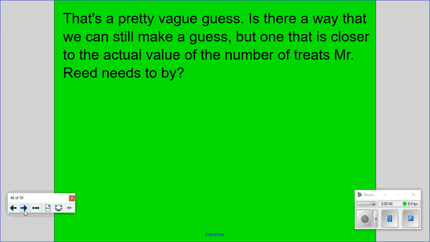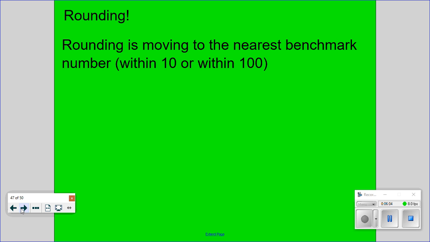Is there a way that we can still estimate or make a guess, but get closer to the actual number? Dominic? Maybe use the tens. That is what we're going to do. So if you didn't hear Dominic, he said maybe use the tens. If we use those tens, it's going to get us to be much closer. This is called rounding. Go ahead and label the next blank page in your notebook. Rounding.